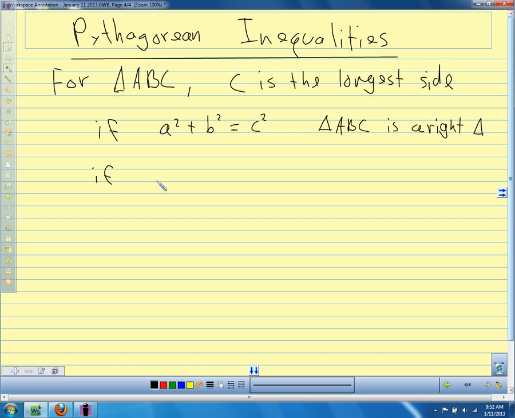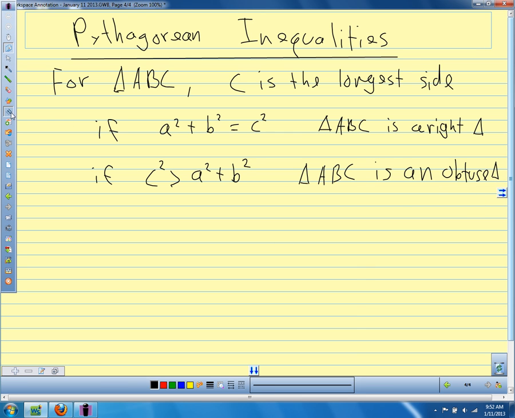If c squared is greater than a squared plus b squared, c squared is bigger, triangle ABC is an obtuse triangle. And what obtuse means is it looks like this. So this angle is bigger than 90 degrees.